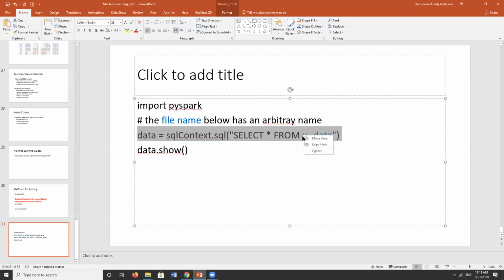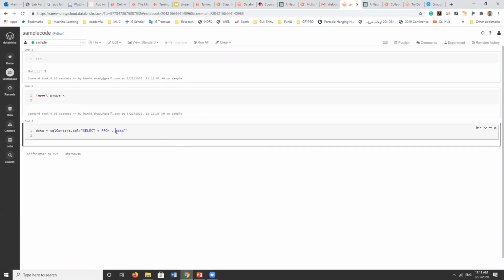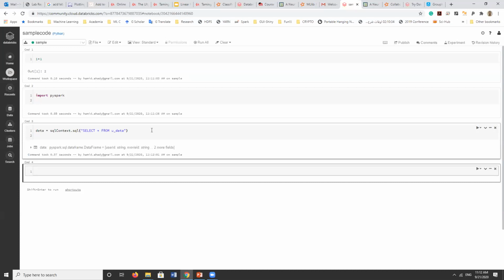My data name is u_data, but for you it could be a different name. u_data is an arbitrary name. Using sqlContext.sql, I said select star, which means select all of the rows from this table that we already imported. Shift Enter. I assign that imported table to a variable called data. Now, the rest is similar to Python.